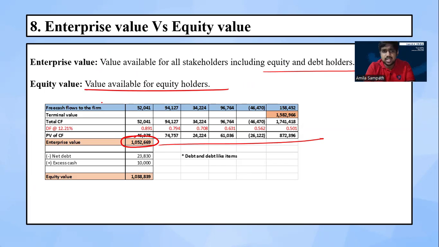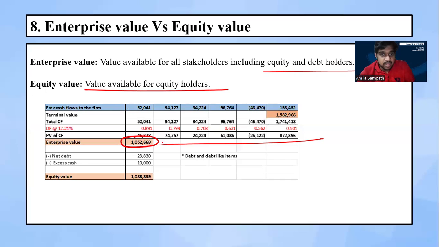Then how can we calculate the equity value? To derive the equity value, we need to make a few adjustments to the enterprise value. Then we can derive the equity value. What are the adjustments that we need to make? As I told you, enterprise value is the value available for all stakeholders, including debt and equity.